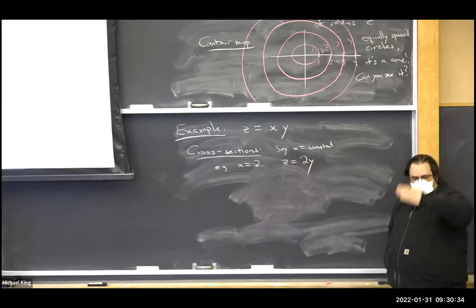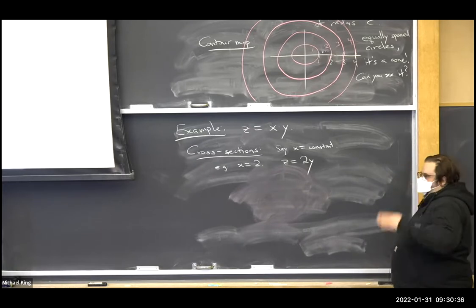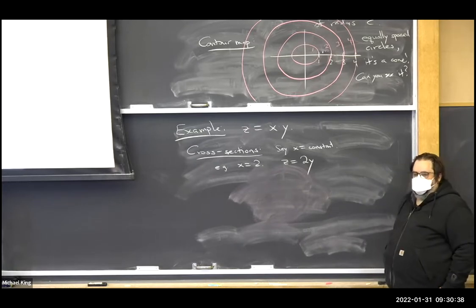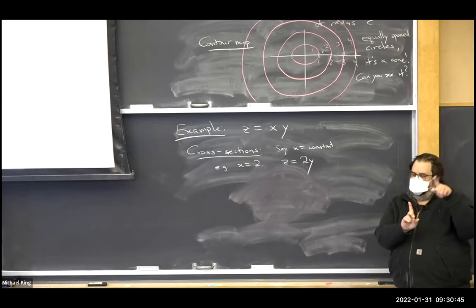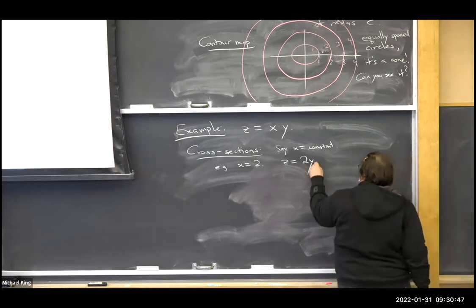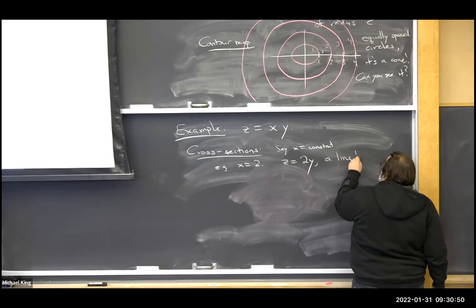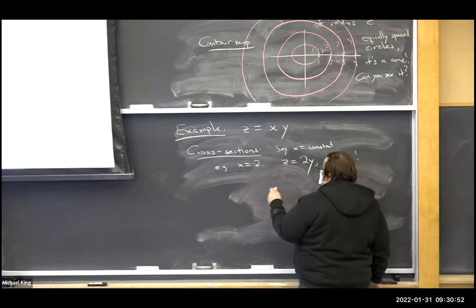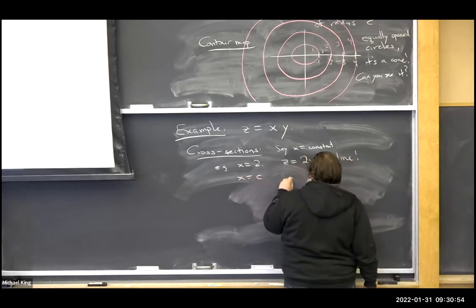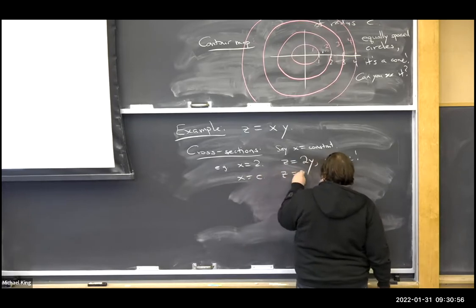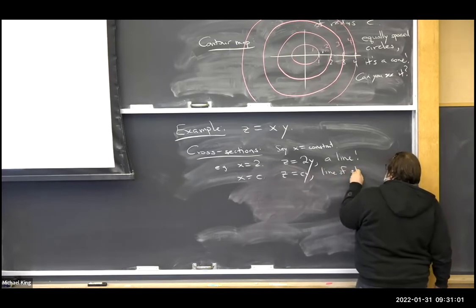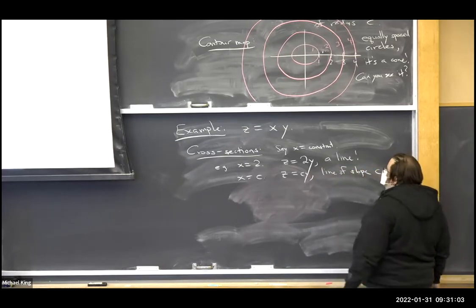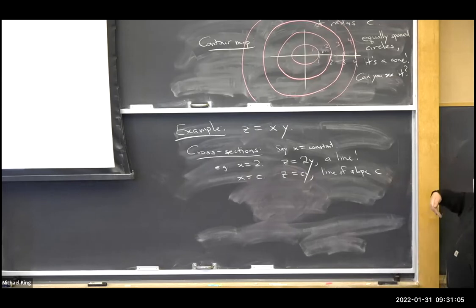What is that? If we cut the surface with the plane x equals 2, we get this, which is in the y and z axes. So it's a line, right? You get a line. And then in general, for x equals c, we get z equals cy, a line of slope c. So if c is negative, we can have negatively sloped lines.